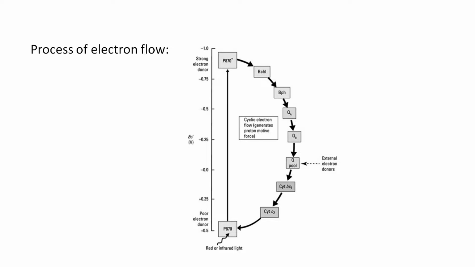Here at the bottom we can see that when a photon quantum of light energy passes through this photosystem, it becomes excited. The electron from the excited photosystem is transferred to bacterial chlorophyll, bacteriopheophytin, and several intermediates, and finally reaches cytochrome bc1 and cytochrome c2, and again through external electron donors, the depleted electron is transferred back to P870. So there is no loss of electrons here, because the electron is transferred again to P870.